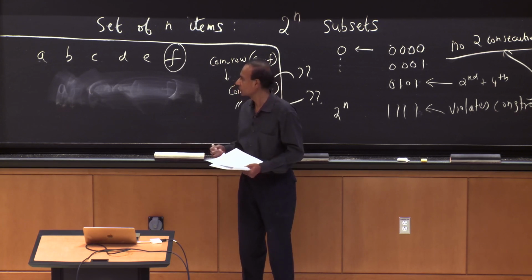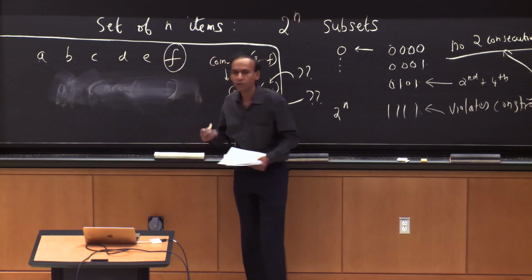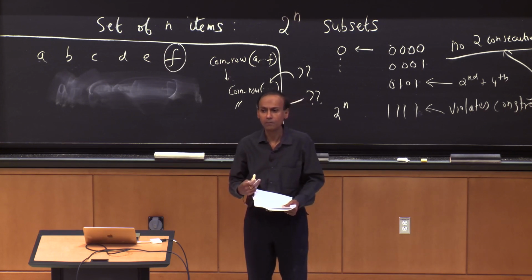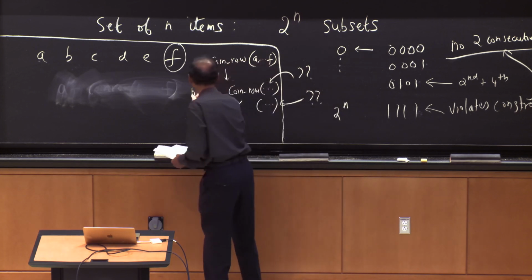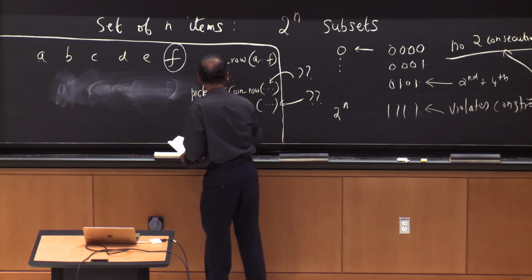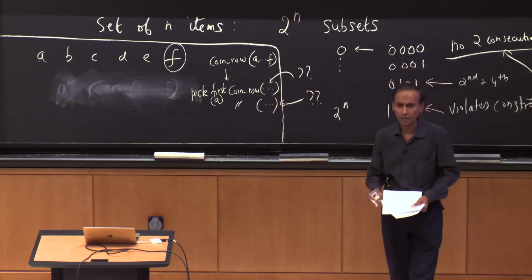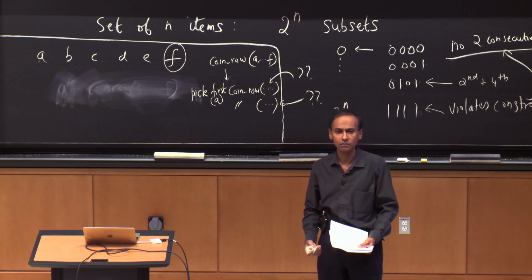The second question is, if I pick A, what happens to the coined row problem that remains? What can I say about the coined row problem that remains that's going to tell me about if I picked A? So this might be pick first, in this case, which is A. I'll just put that in brackets. So what do I need to send as an argument to coined row?